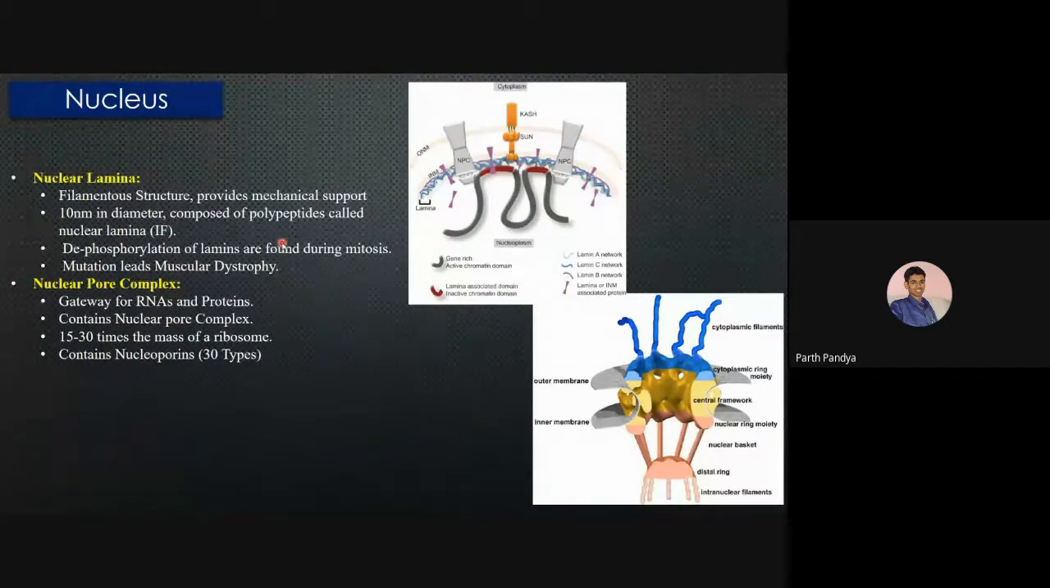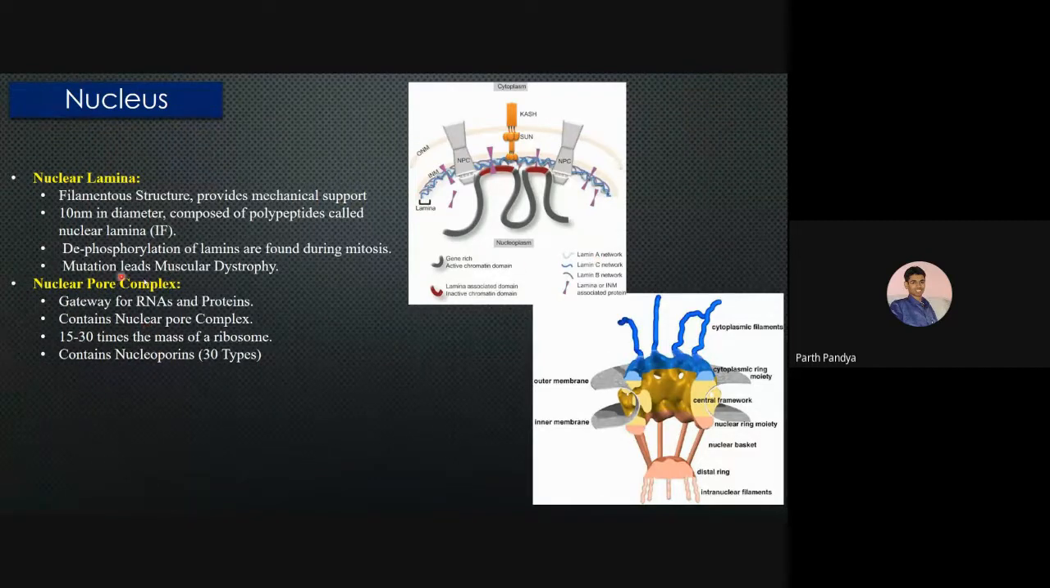So overall, mutation leads to muscular dystrophy, and this is a disease where numerous SNPs have been found in the nuclear lamina, due to which muscular dystrophy is accounted. In the diagram, you can see the lamina portion attached to a stronger part. So lamin A, C, and B form a network, and in between the other lamins also provide rigidity to the nuclear membrane.